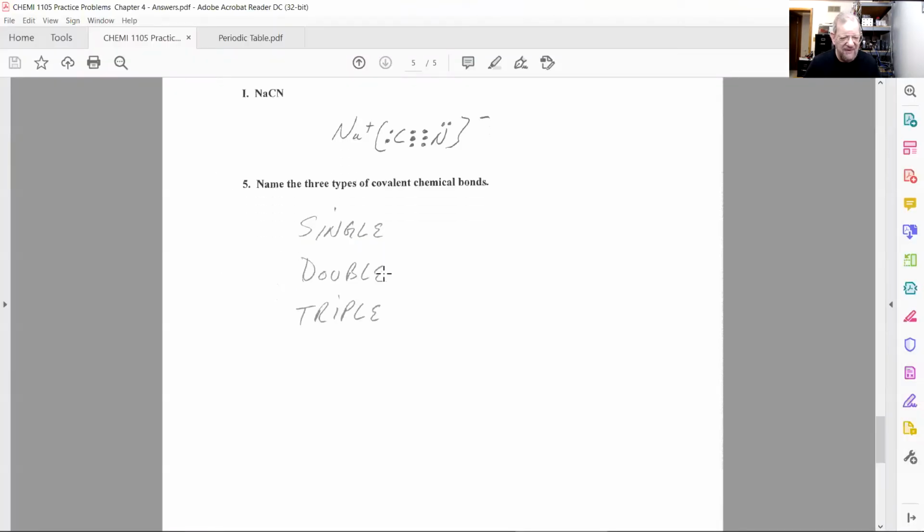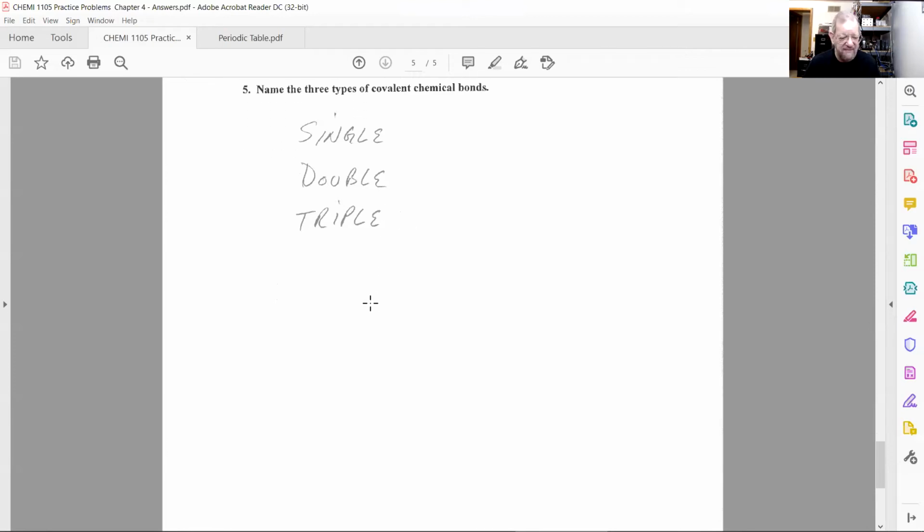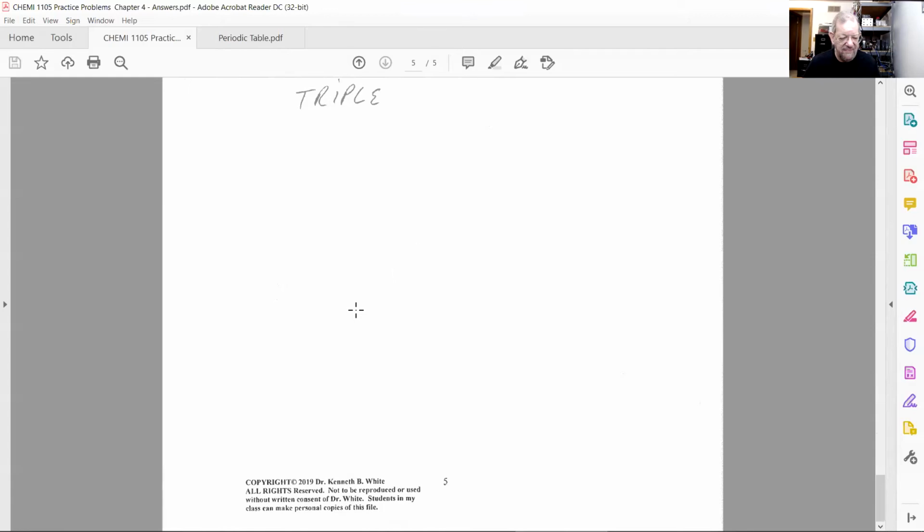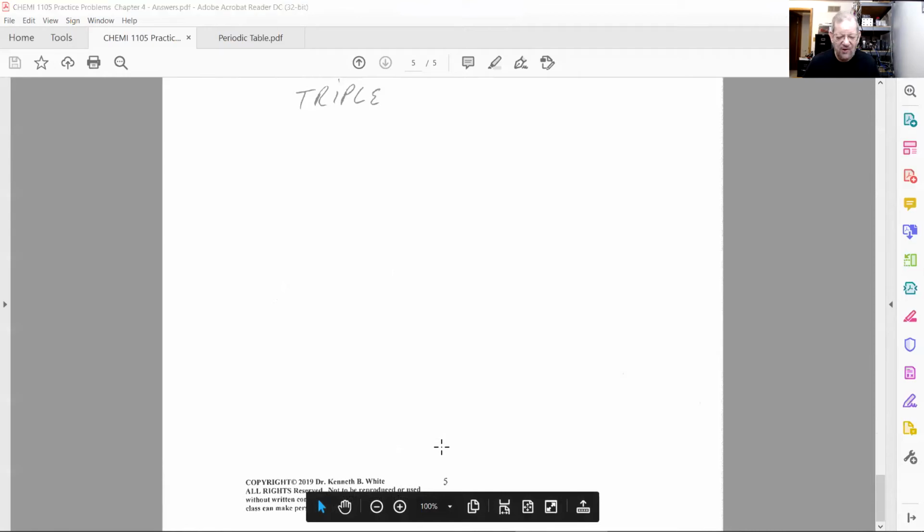And if you remember, what are the 3 types of covalent bonds? Single bond, 1 pair of electrons, double bond, 2 pair, triple bond, 3 pair. And with that, we're done with the problem set. Any questions on chapter 4 problems?